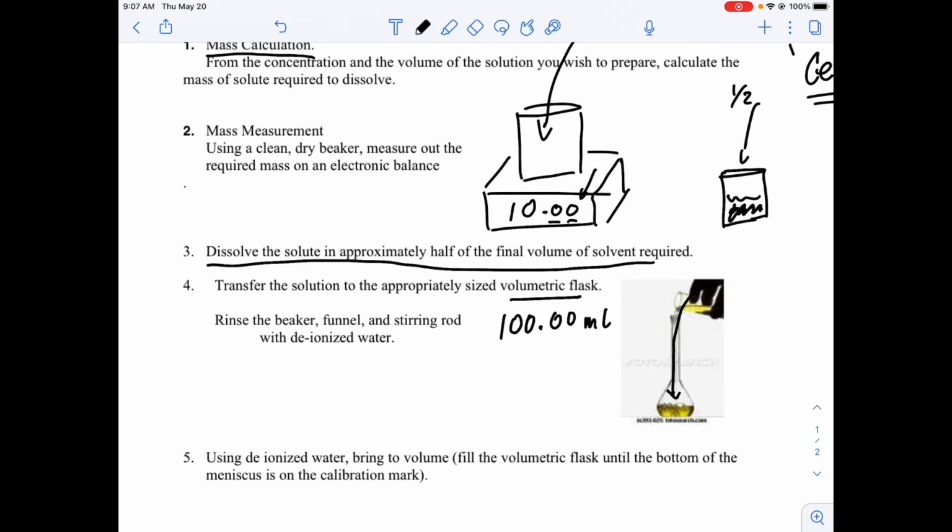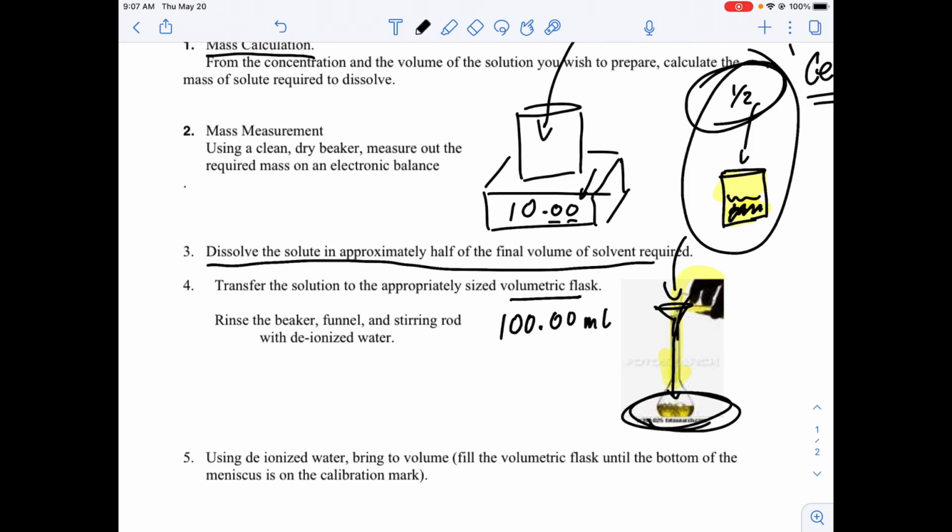So I take that solution that we've made and transfer it in, and then I'm going to rinse out the beaker and transfer that into here as well, so that all of the solute goes in. Frequently, you're going to use a funnel to transfer it in, so then I'm going to rinse the funnel with water. That's the reason I only use half this amount of water, because I have to keep rinsing to make sure all of the solute gets into the volumetric flask.